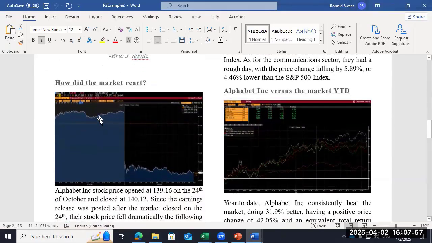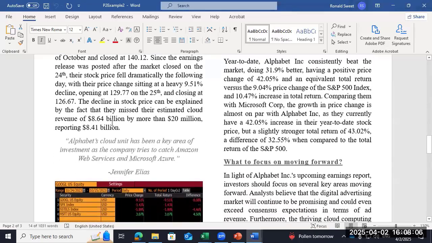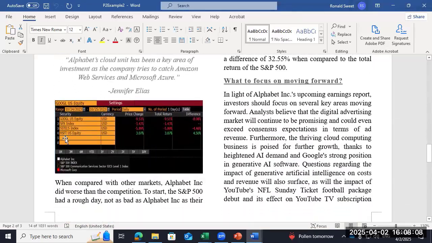And then how do the markets react? He used the charts that I built. So Alphabet stock opened. You don't have to do all that. You just really need to say how the change was. He put this entire chart in here. I didn't mean for you to put this chart in, but you can talk to the numbers.